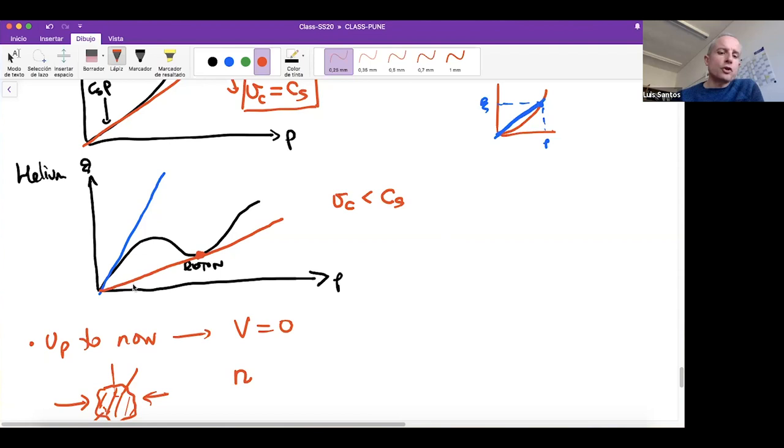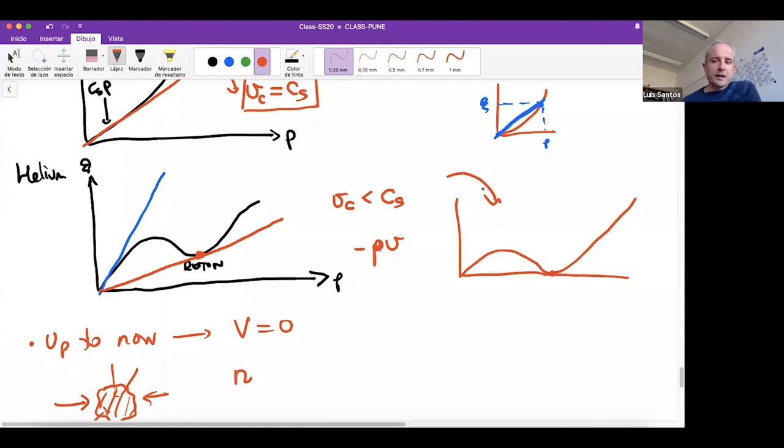Well, in a sense, you destroy the very effect of superfluidity by populating rotons in the system, right? Because if you see what happens when you subtract minus PV, what in reality you are doing is tilting the whole graph. You are rotating the whole graph like this, right? So instead of having something like this, you have actually something more like this. So basically what I am doing here is to subtract minus PV in this graph. So you destroy the superfluid flow by creating rotons, by creating excitations.